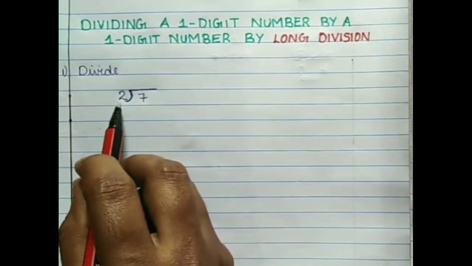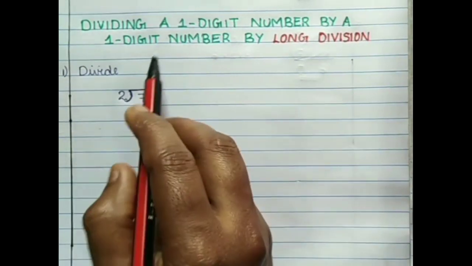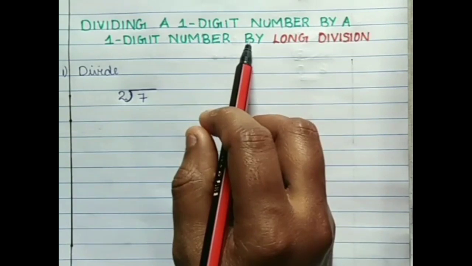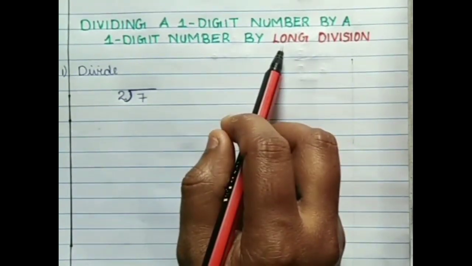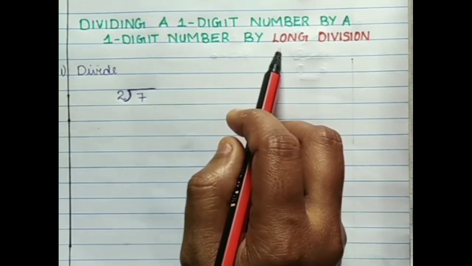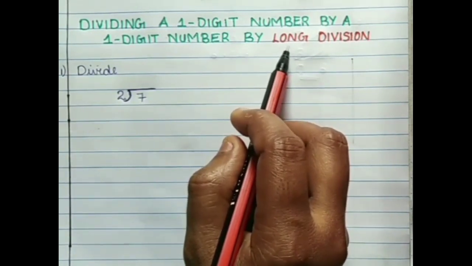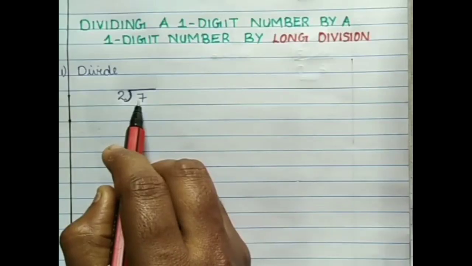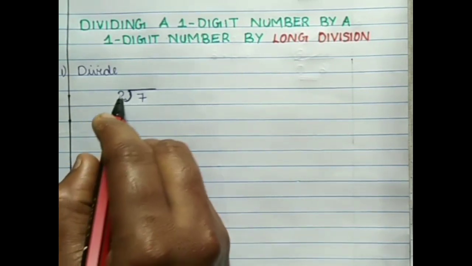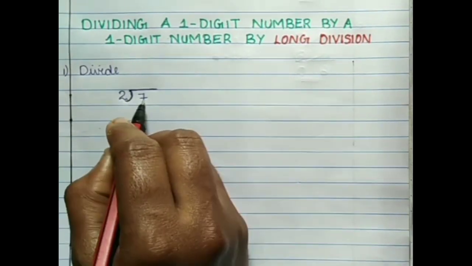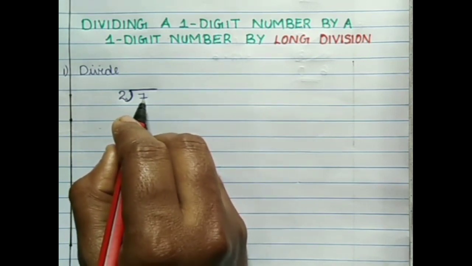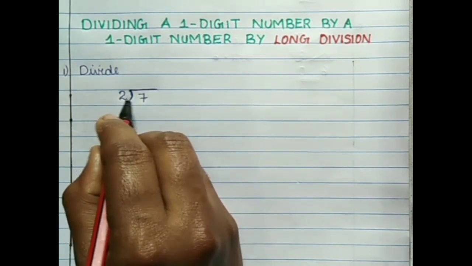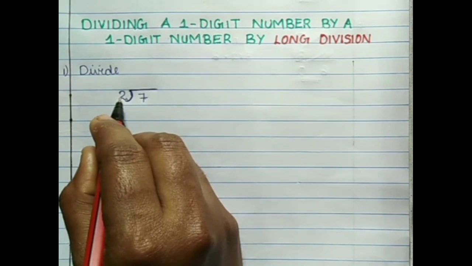Divide 7 by 2. Here we are going to learn how to divide a one-digit number by another one-digit number using the long division method. Children, do you know what is the long division method? Long division method is nothing but we have to divide the dividend by the divisor using different steps. So here we can divide the number 7 by 2 using the long division method. Children, can you say the dividend here? Yes, here the dividend is 7 and the number by which we divide the number 7 is the divisor. So here the divisor is 2.